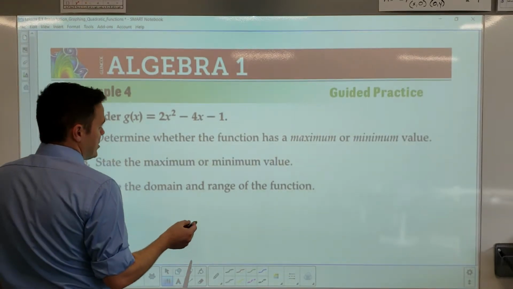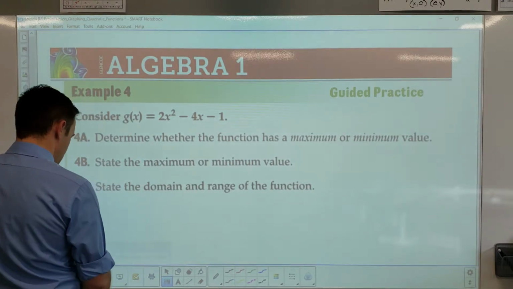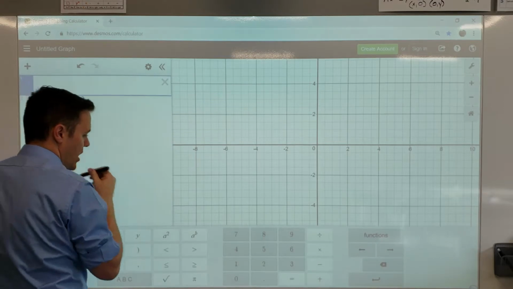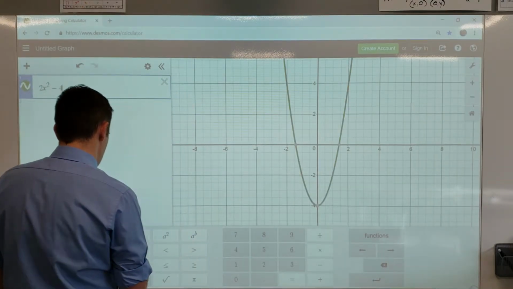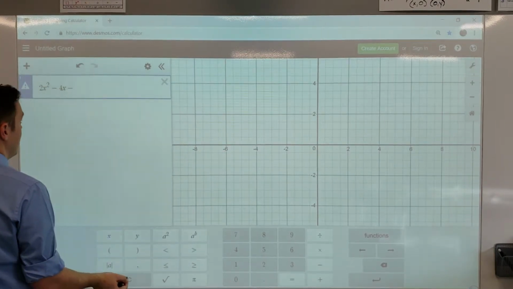All right, 2x squared minus 4x minus 1. So 2x squared minus 4x minus 1. Make sure I did that right.